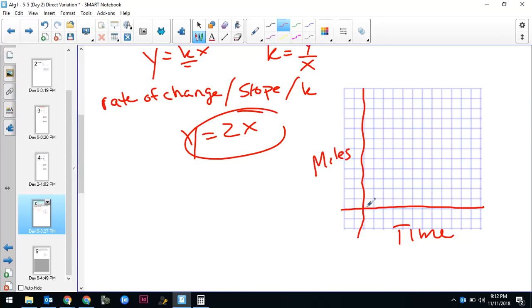Okay, so at 0 time, if I plug in 0 into this equation, I get 0. So at time 0, I'm at miles 0. If I plug in 1 into this equation, I'm at 2. 1 comma 2 miles. If I plug in 2, I get 4. If I plug in 3, I get 6. And so on, right? Remember that I'm not picking which domain to use, so I could pick anything in there. Okay, so there's my line.